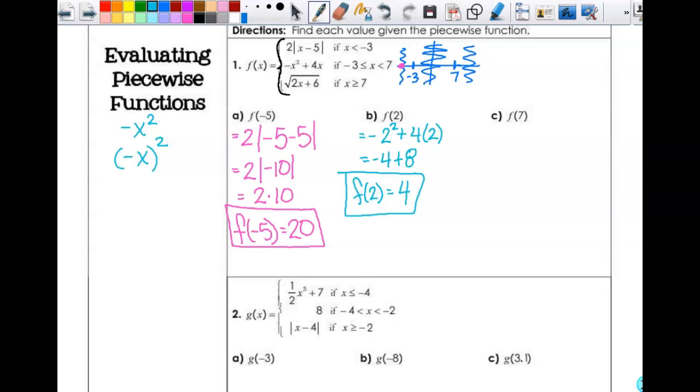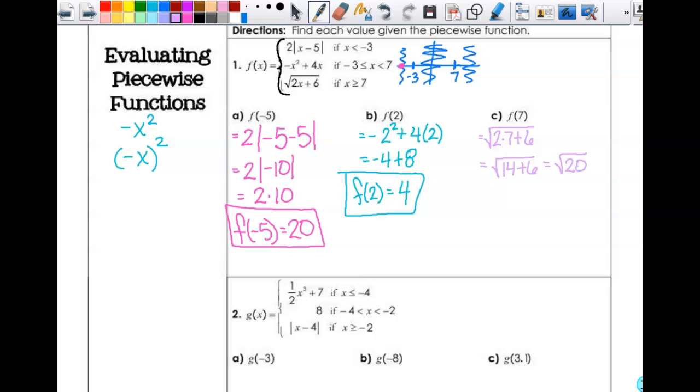Easy enough? What questions you got? Good? All right, so then let's see f of 7. Does 7 fit in the first, second, or third? Third. Because here, this is less than 7, but it's actually included here. So greater than or equal to 7, it's the third one. So this is the square root of 2 times 7 plus 6. That gives me the square root of 14 plus 6, which is the square root of 20.